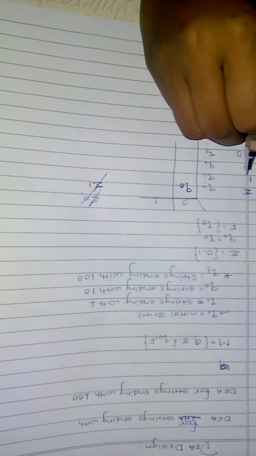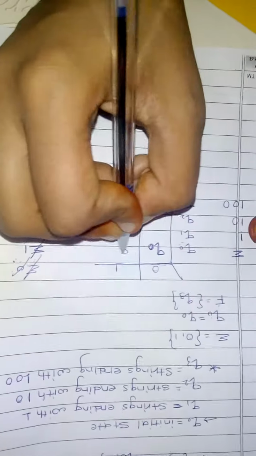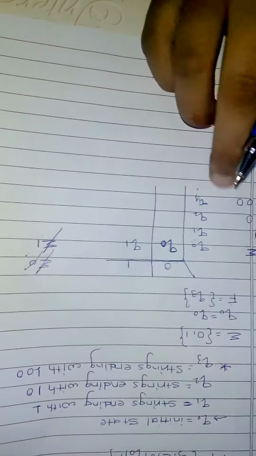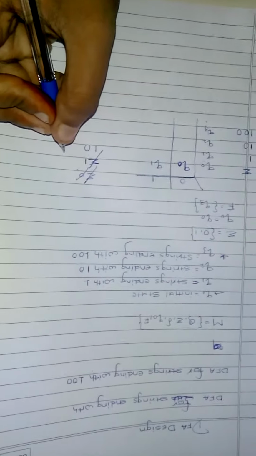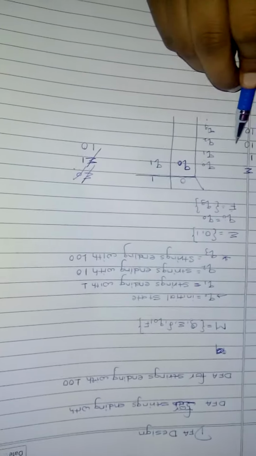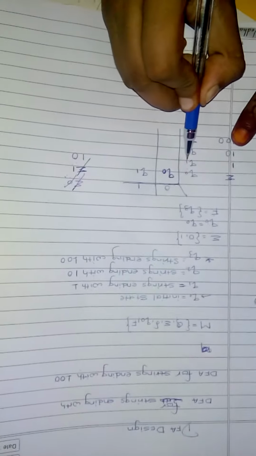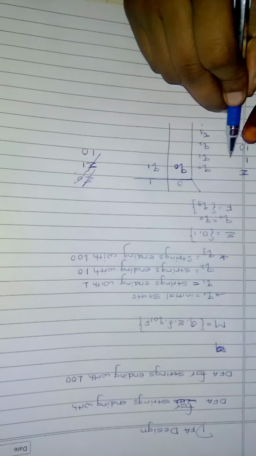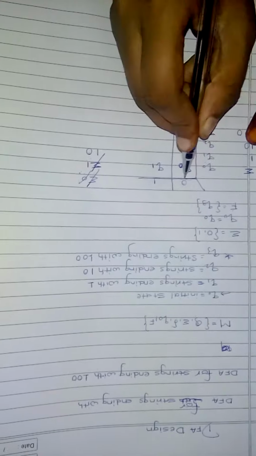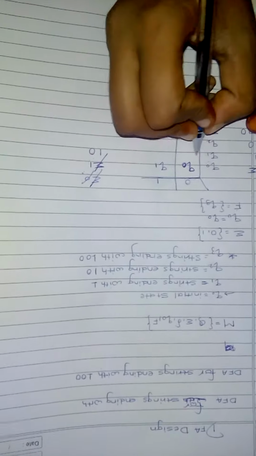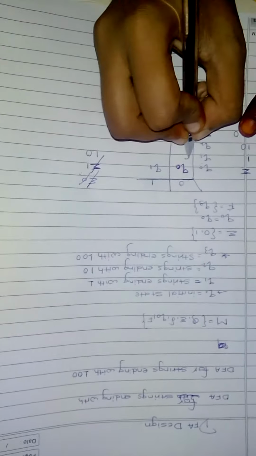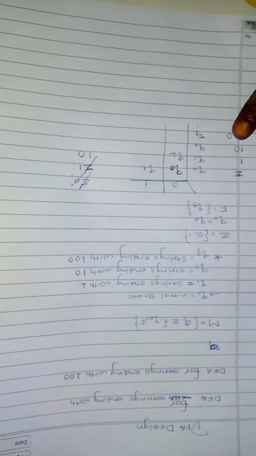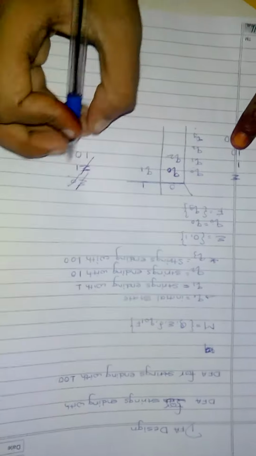Q0 encounters 1, it should go to q1, so q1. Now we'll check for 1 0. This is 1 0. Yes, 1 0. q1 encounters 0. Yes, it goes to q2. Okay, and now for 1 1 we'll check.